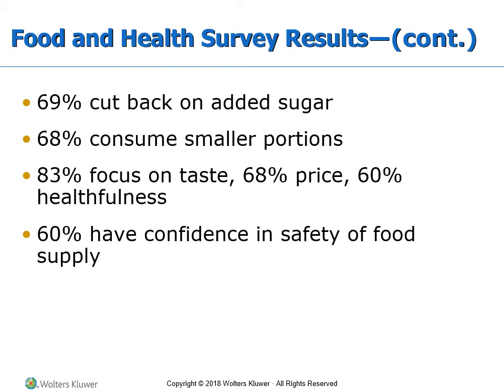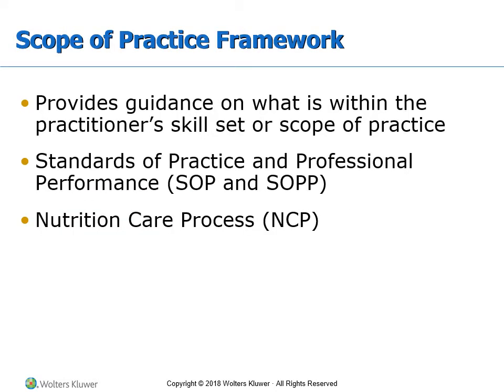And 60% have confidence in the safety of the food supply. As again, you've seen, there's just now been a recent recall on onions. So again, you can see that some of this concern is warranted as we have had multiple warnings about contaminated food, contaminated with things like E. coli, etc.